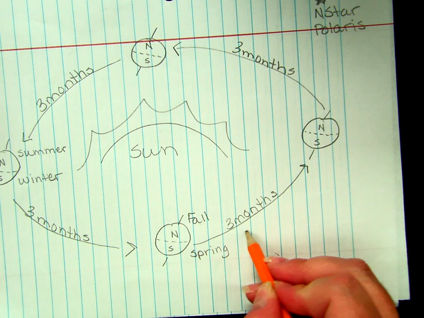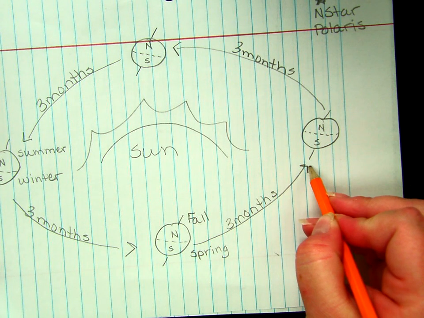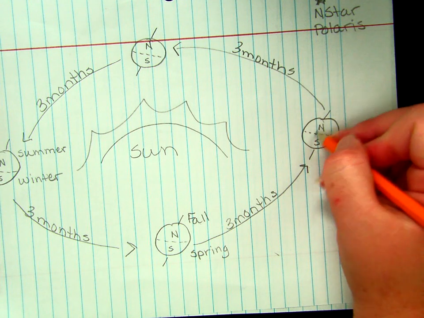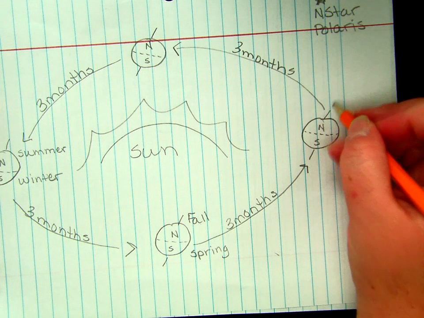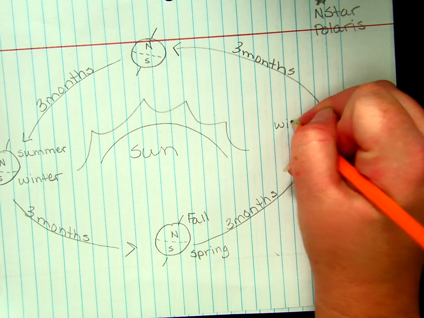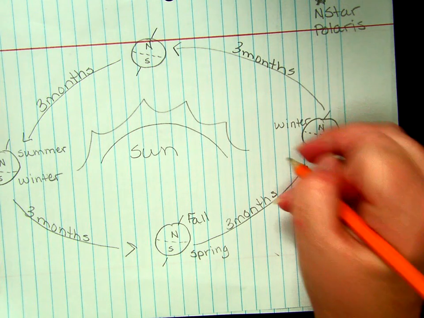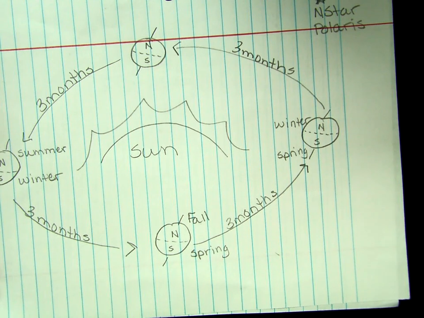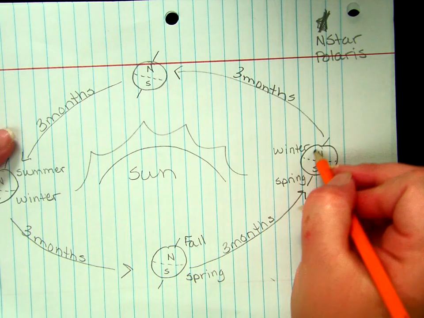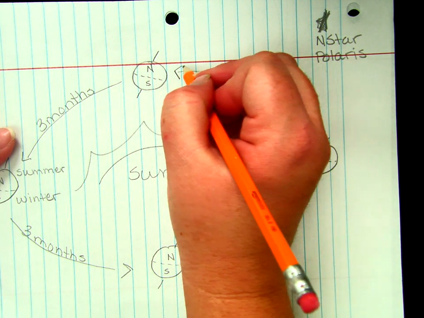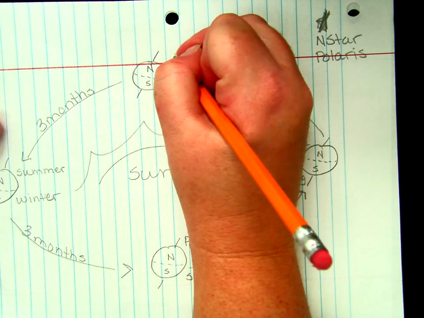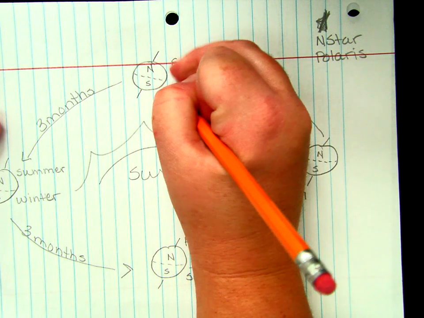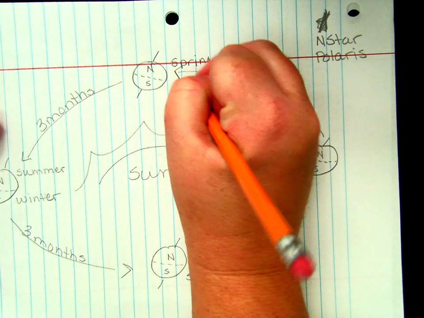Then 3 months into school, we go on winter break. So if you look at this one, the Northern Hemisphere is going away from the sun. So this is going to be winter for us. And it's going to be spring for the Southern Hemisphere. And then 3 months after winter, we get to go on spring break. So the north is going to have spring, and the south, the opposite, is going to have fall.